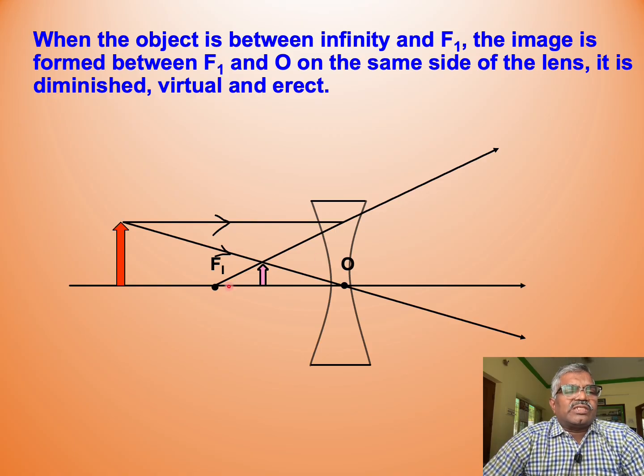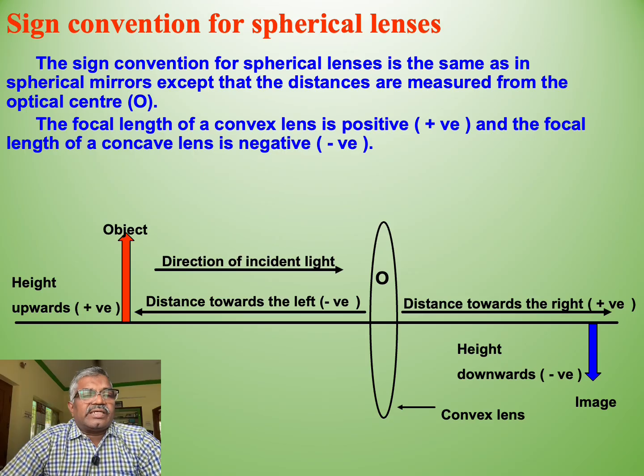And the second position is between infinity and F. Here the first ray is parallel to the principal axis, it will diverge, but it appears to meet through F on the same side of the object. The second ray will go through the optical center without any deviation. At the meeting point you can draw the image. So, that is a diminished, virtual and erect image.